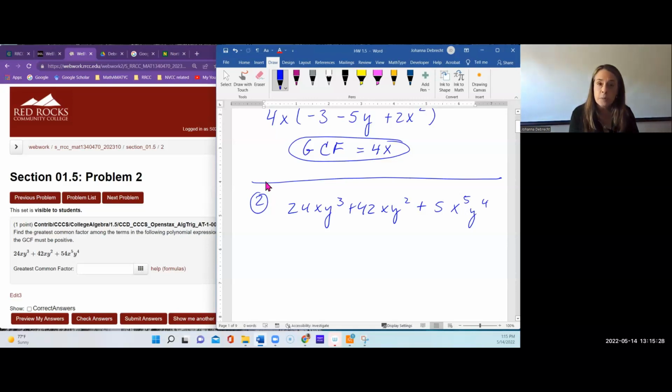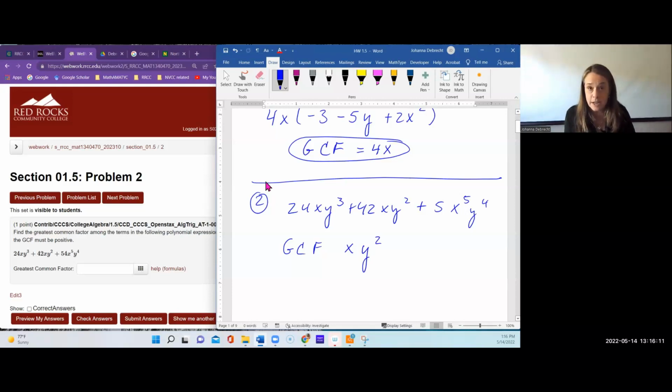So now we look at the variables. I like to go in alphabetical order. 1x, 1x, 5x's. The least I have in any one term is the most I can take out. Since the first 2 terms only have 1x, my greatest common factor is only going to have 1x in it. What about the y's? The first has 3, the second has 2, and the fourth one has 4. Again, the smallest number in any one term is the most that can come out. Because the second term only has 2 y's, I can only take 2 y's out. And that gives me xy squared.